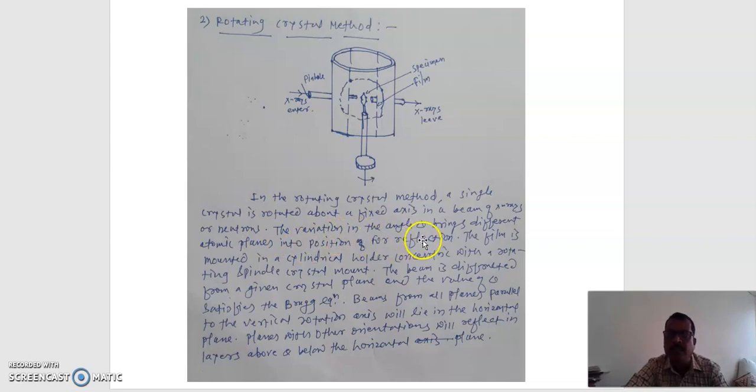The variation in the angle theta brings different atomic planes into position for reflection. The film is mounted in a cylindrical holder concentric with a rotating spindle crystal mount.